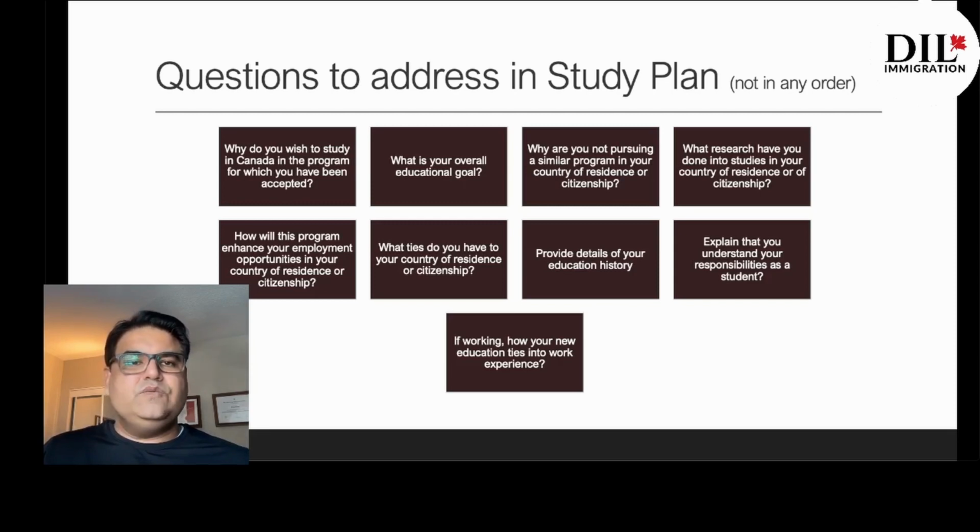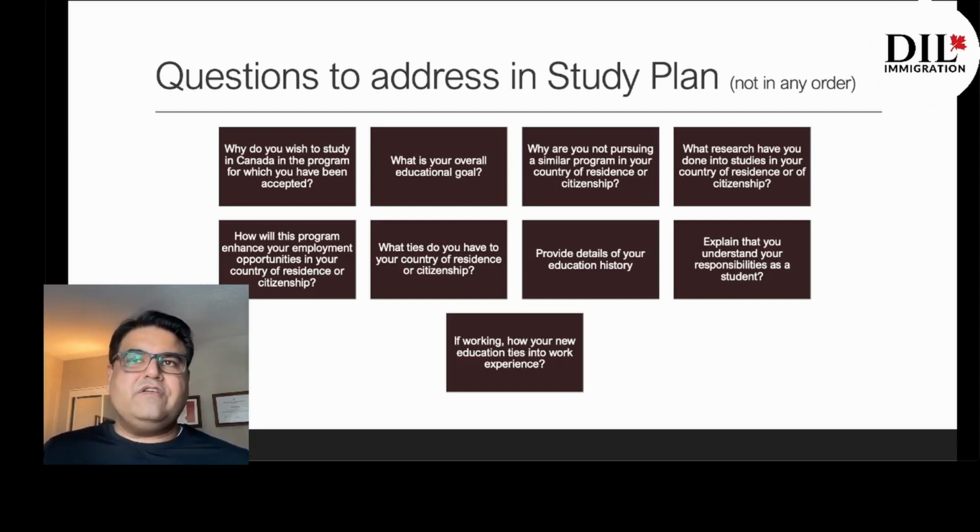And then the other question is, what ties do you have to your country of residence or citizenship? It is a very, very important question, right? You need to show your ties, right? For example, if you are single, maybe you have to show that you have ailing parents, you have friends, connections in that country. If you're married, maybe your spouse and children are in your home country, and that might be a reason why you will go back.